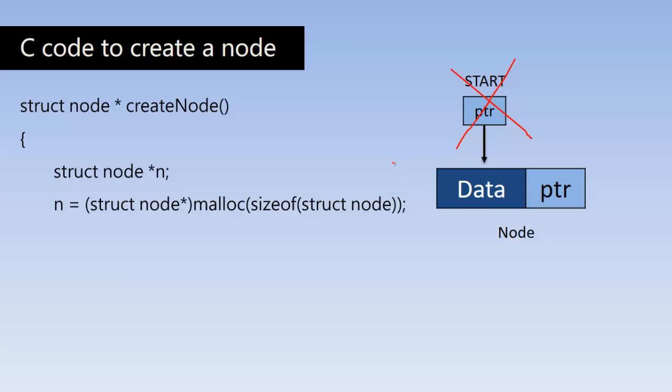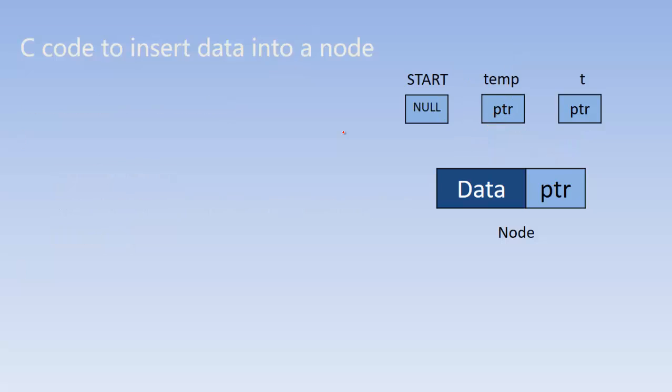There is no start pointer yet, because there is only one pointer, which is n. So n is currently pointing to this node, right? Because this is the newly created node. Okay. Return n, and we will return this n. So now we have returned this n to the calling function. Remember, the function which creates a new node is createNode.